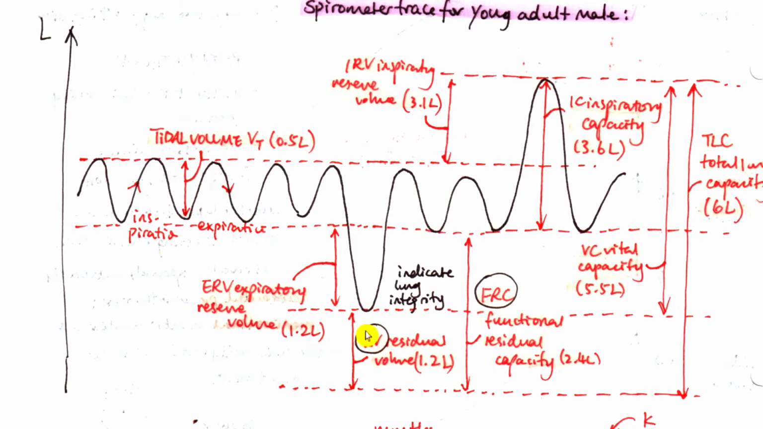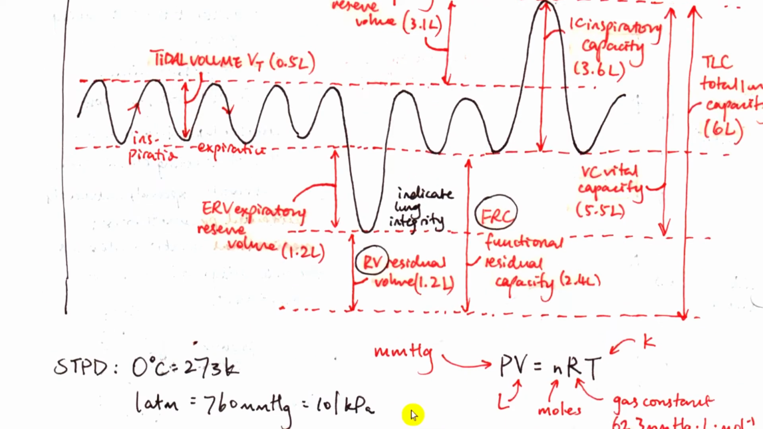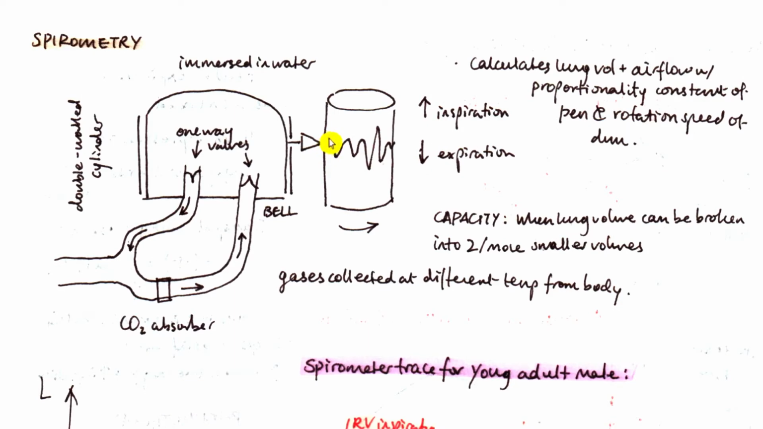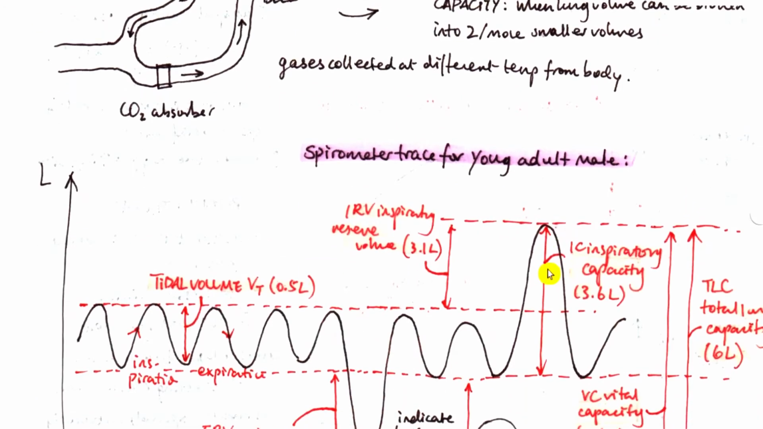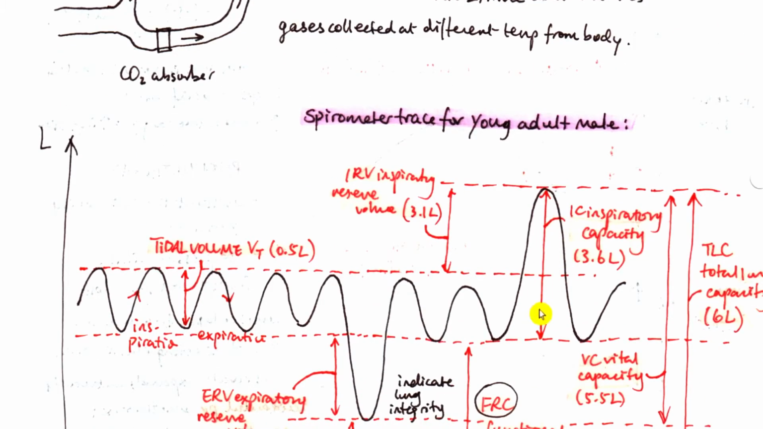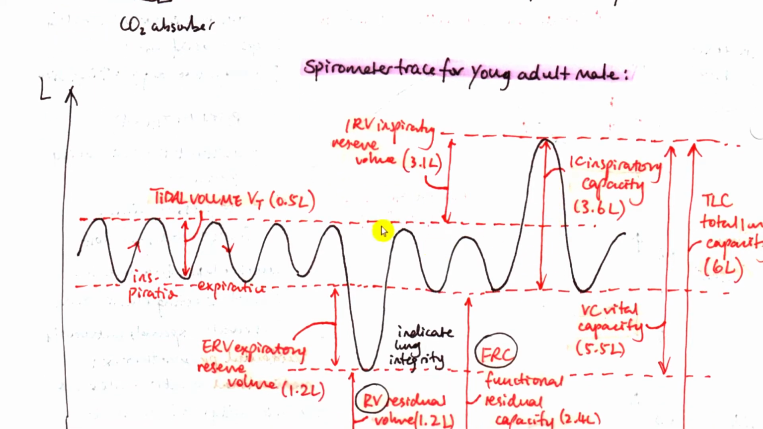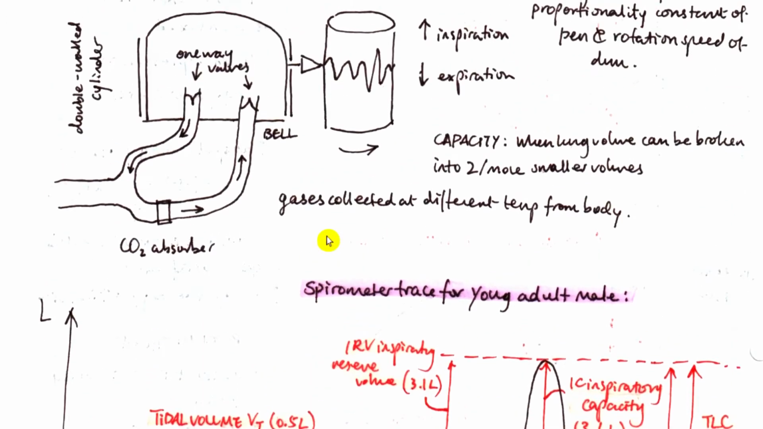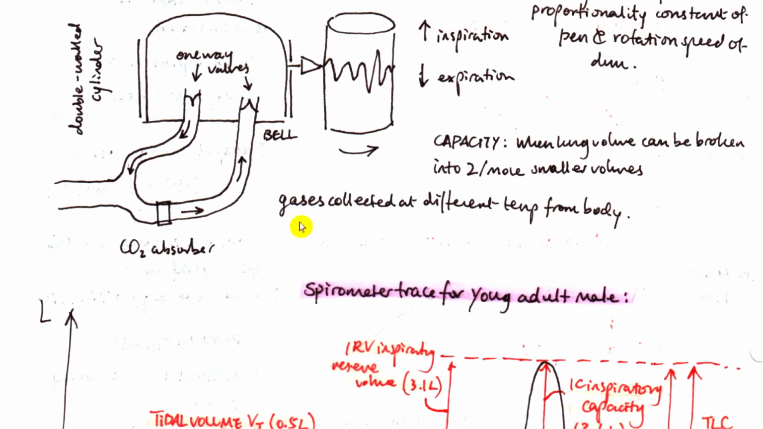So this is something that you would get after you take the paper off the drum, which shows you the pattern of breathing of this person, and we can work out various volumes and tell different things about their lungs from this trace. So when we talk about capacity, that's when the lung volume can be broken down into two or more smaller volumes, and then a volume is just one bit of air that is breathed in or out. And we've got to remember that the gases collected in this spirometer are a different temperature from the body, so that can affect the pressure of the gas, and we'll get onto that later.